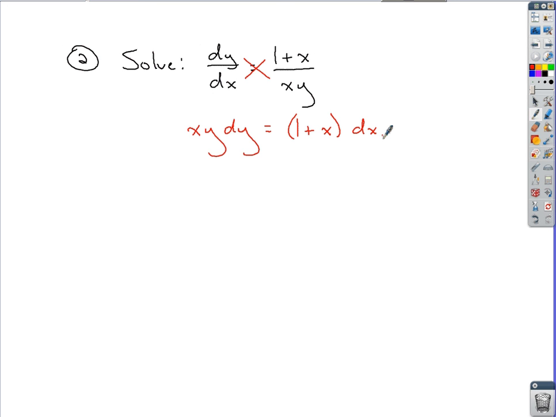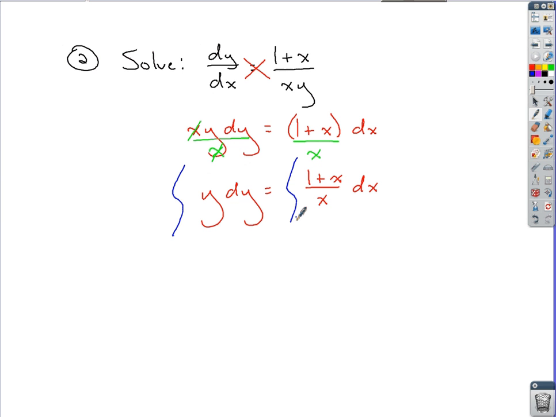All right, this problem's not as convenient as the first one because we don't automatically get all the y's on one side, all the x's on the other. But this x that we currently have over here on the left-hand side, we could divide both sides by x. That would cancel my x from over here. And now I would have y dy equals this quantity of 1 plus x over x dx. Once you have your y's on one side, your x's on the other, go ahead and throw your integration symbol in there. Take the antiderivative of each respective side.